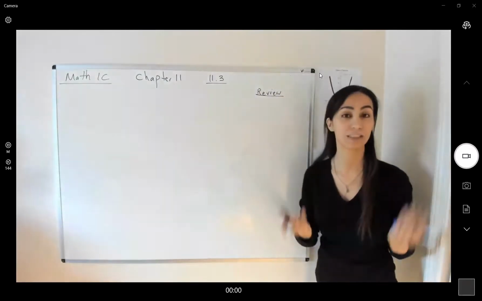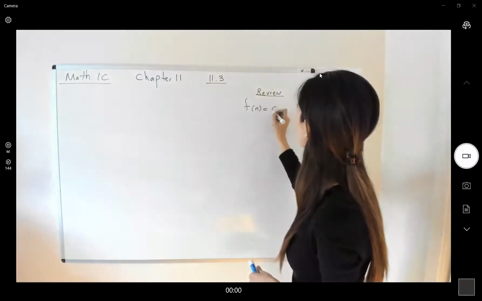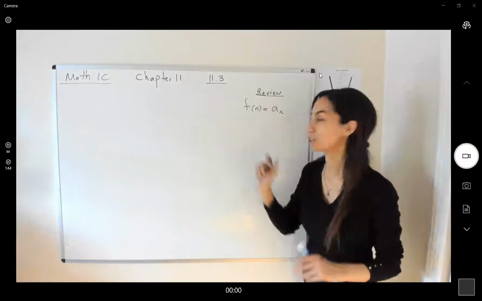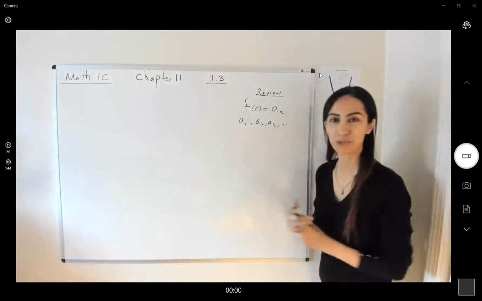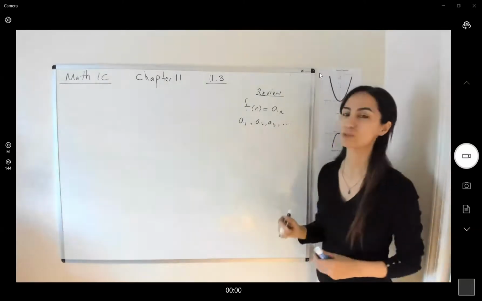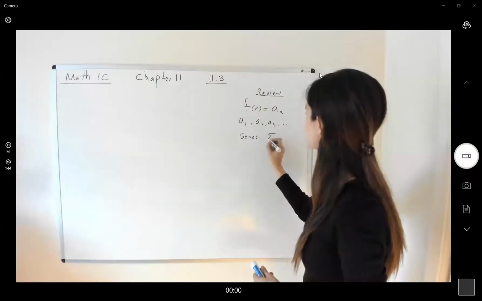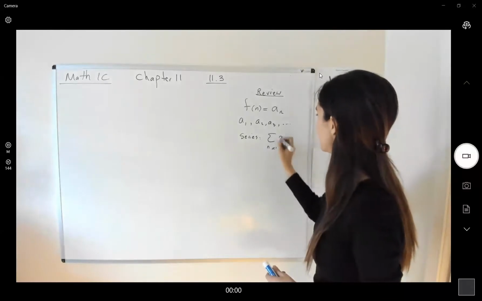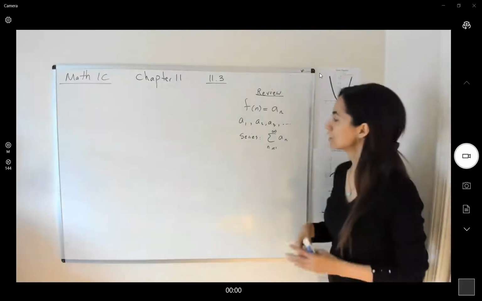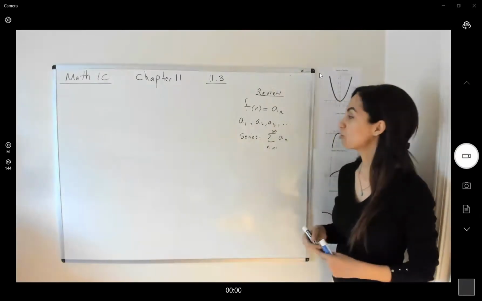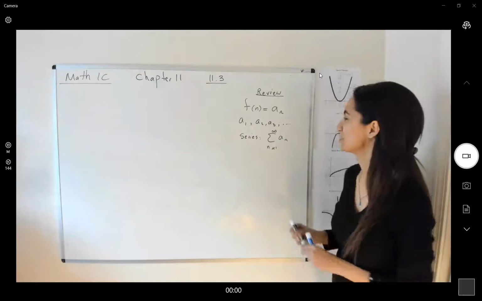We learned that we can define a new function, which we call a sequence, f of n equals a sub n. It has some terms, a sub 1, a sub 2, a sub 3, and so on. Then we can take this sequence and define a new object, a series: the sum of a sub n, n starts from 1, goes to infinity. Our goal is to analyze different series, go over different techniques to see if they are convergent or divergent series.